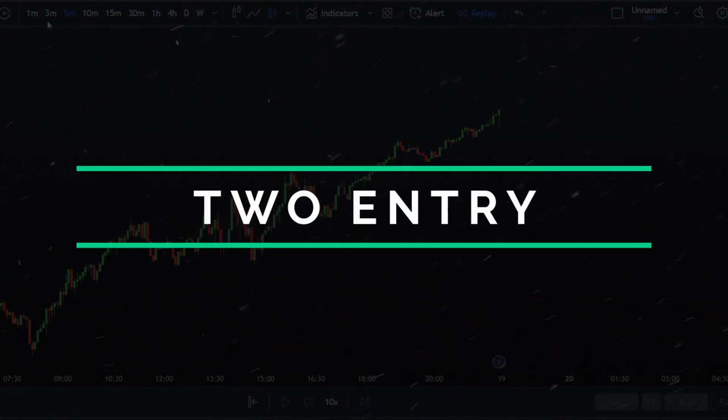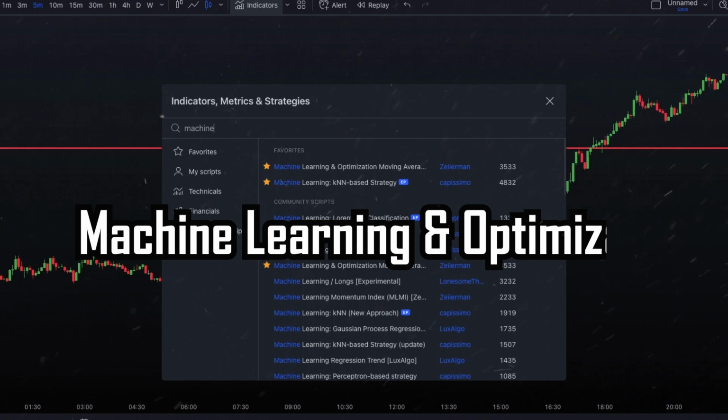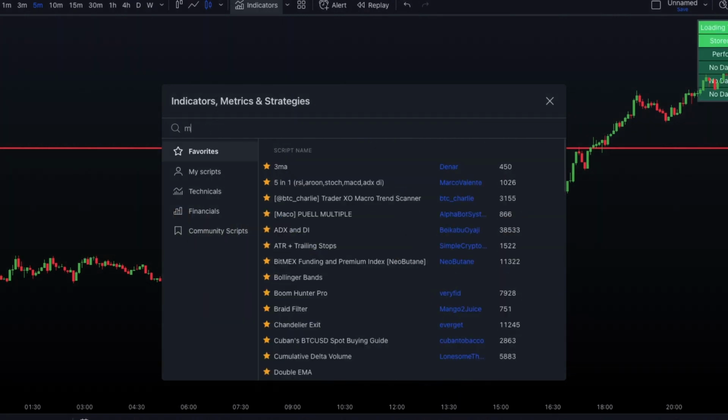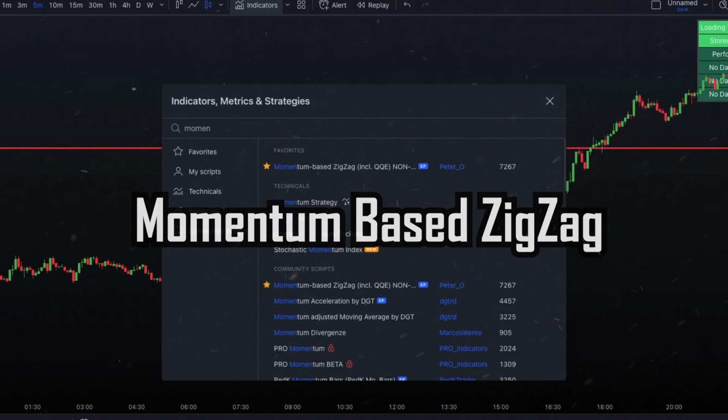So this strategy consists of two indicators. First, you're going to need to load up TradingView and then head on over to the Indicators tab and type in Machine Learning and Optimization by Zieleman. And the second indicator we're going to need is the momentum-based zigzag by Peter O.